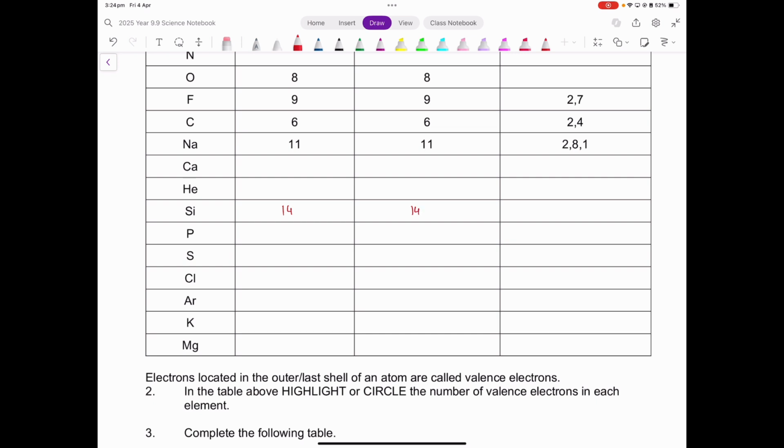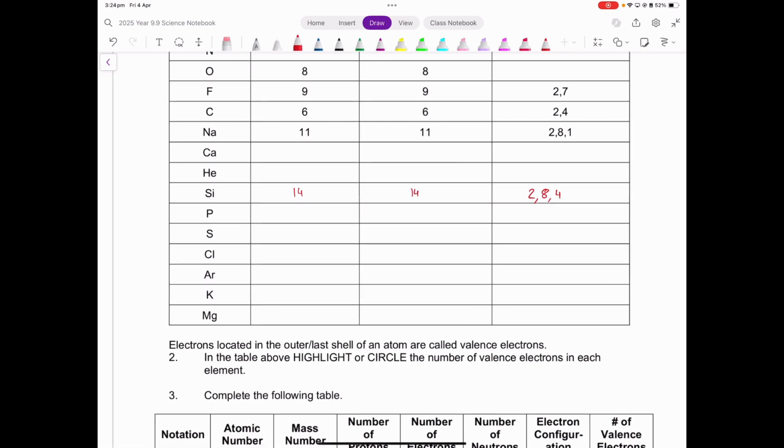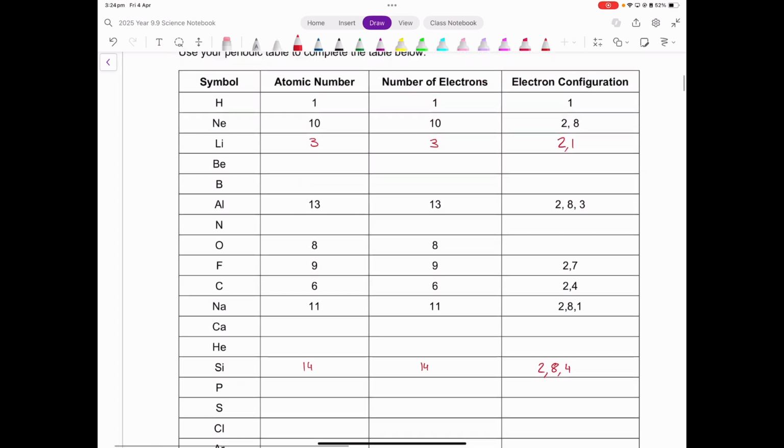In the first shell, we will use 2 electrons. In the second shell, will we have 8 or will we have less than 8? We will have 8. And then in the final shell, we will have 4. Excellent. So what I'm going to get you to do now, can you please have a go at completing that table in full for me?